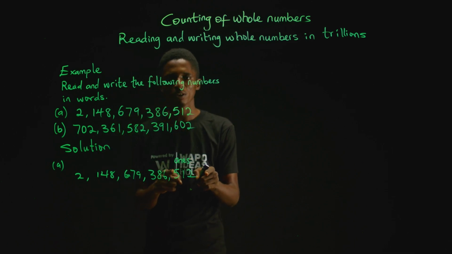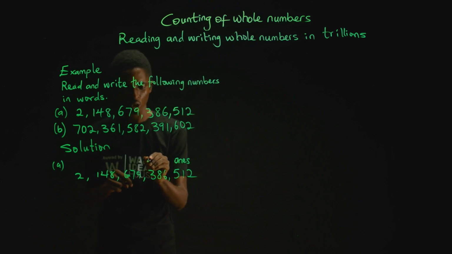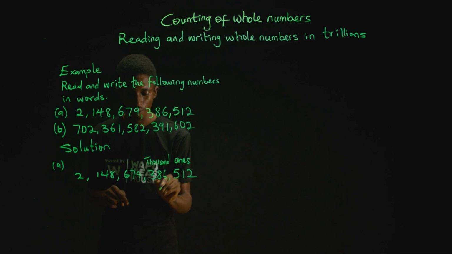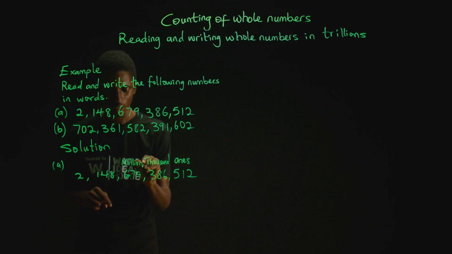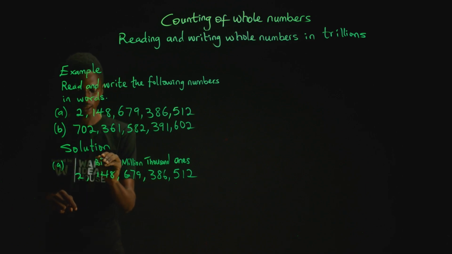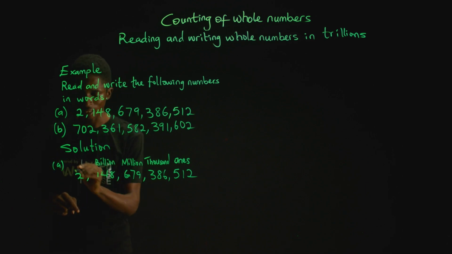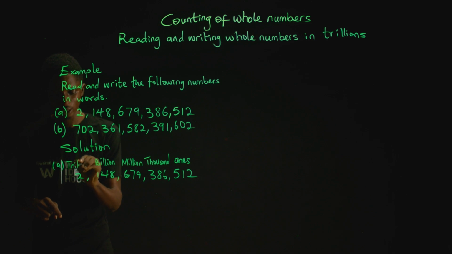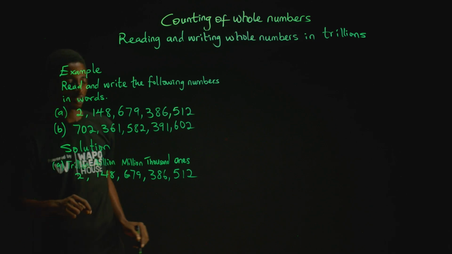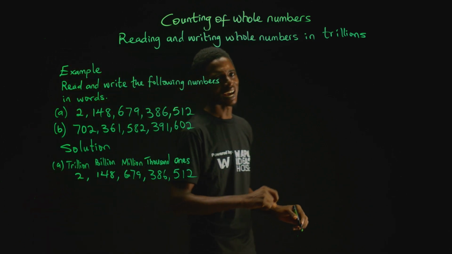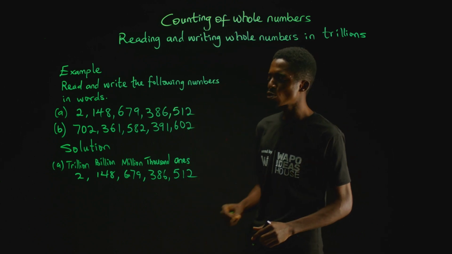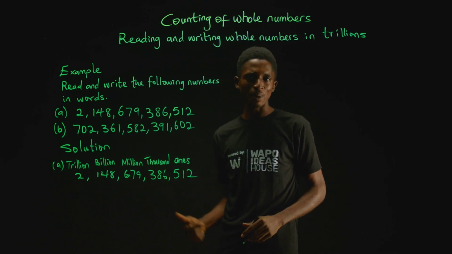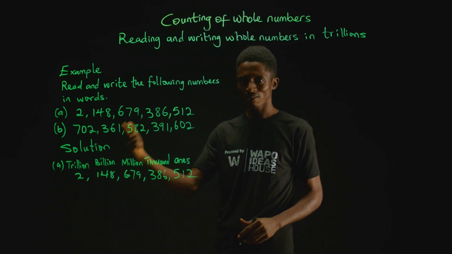The place value from the right is the ones, followed by 1,000, followed by million, then billion, and then trillion. So now that we have grouped this and then we have assigned place value, the next thing to do is to call these digits followed by their place value.